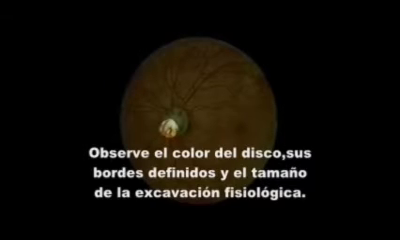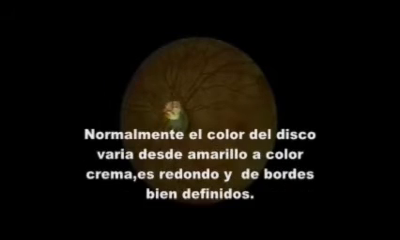Note the color of the optic disc, the clarity of its margin, and the size of the physiologic cup. Normally, the disc is yellowish-orange to creamy pink and round or oval with well-demarcated margins. It may be surrounded by white or pigmented rings or crescents. The optic cup-to-disc ratio is usually less than 1 to 2.